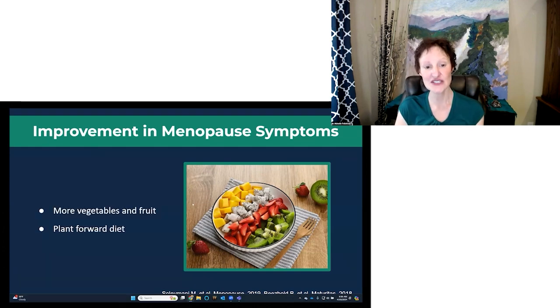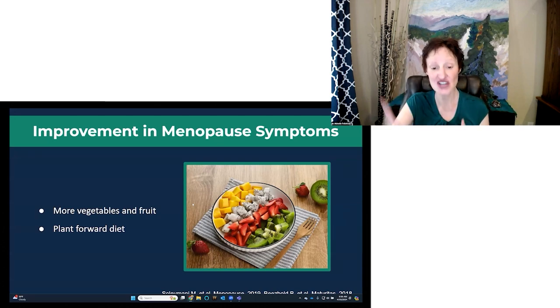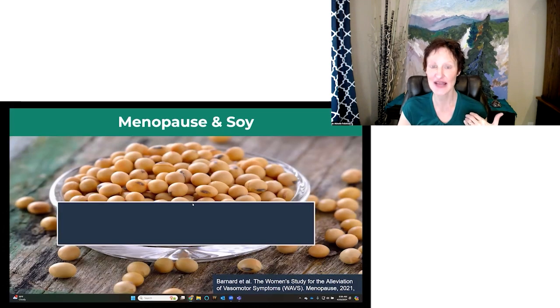Women who eat more vegetables and fruits, women who have more of a plant forward diet, more of a Mediterranean whole food, Mediterranean minimally processed plant forward way of eating, they typically will have decreased menopause symptoms compared to women who are not eating that way.